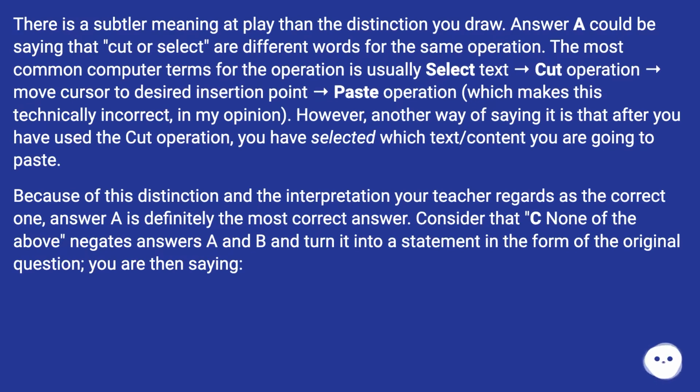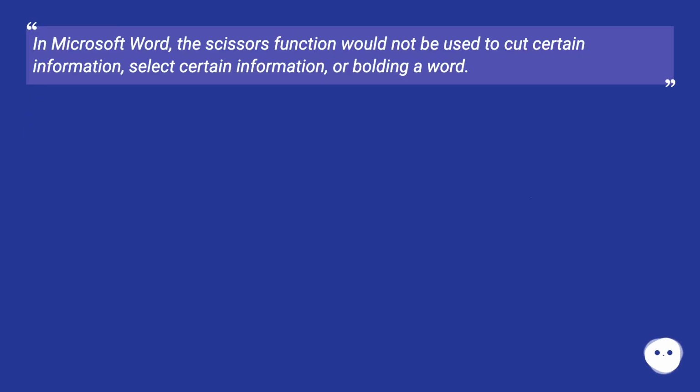Because of this distinction and the interpretation your teacher regards as the correct one, answer A is definitely the most correct answer. Consider that C, none of the above, negates answers A and B and turns it into a statement in the form of the original question. You are then saying, in Microsoft Word, the scissors function would not be used to cut certain information, select certain information, or bolding a word.